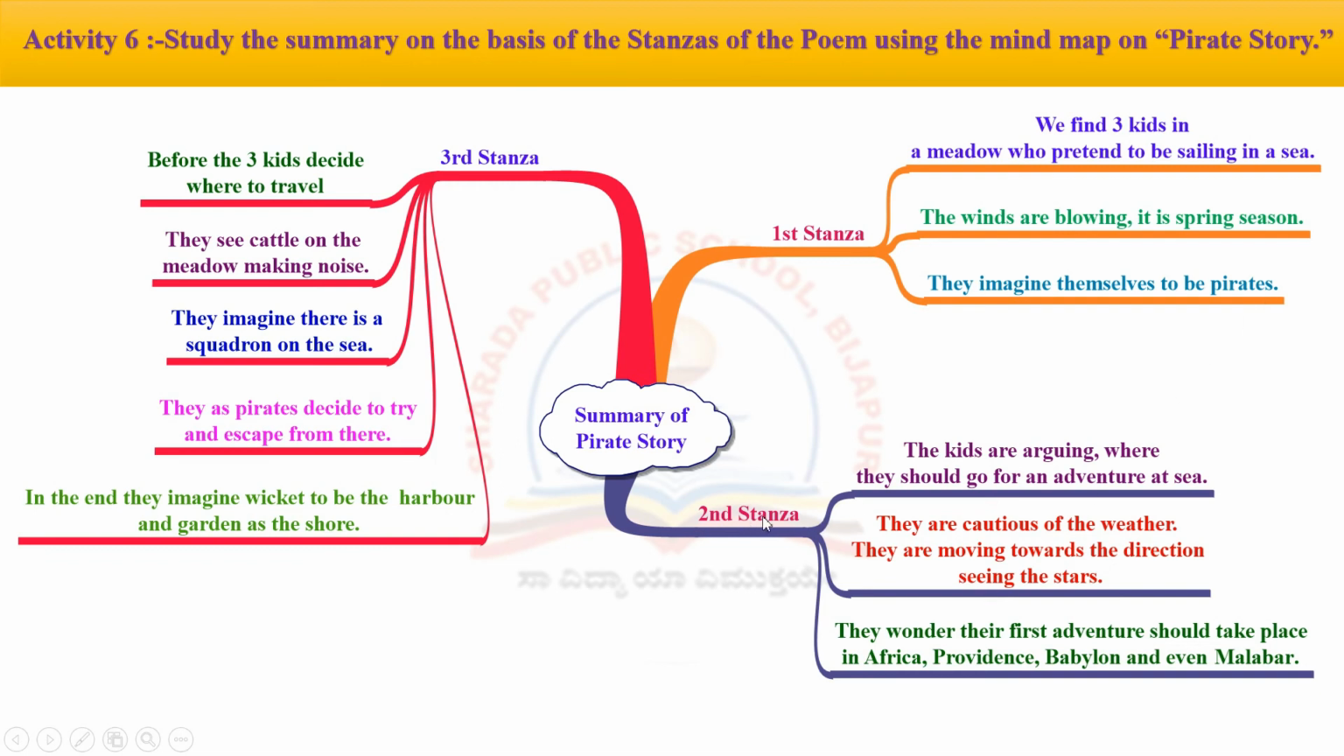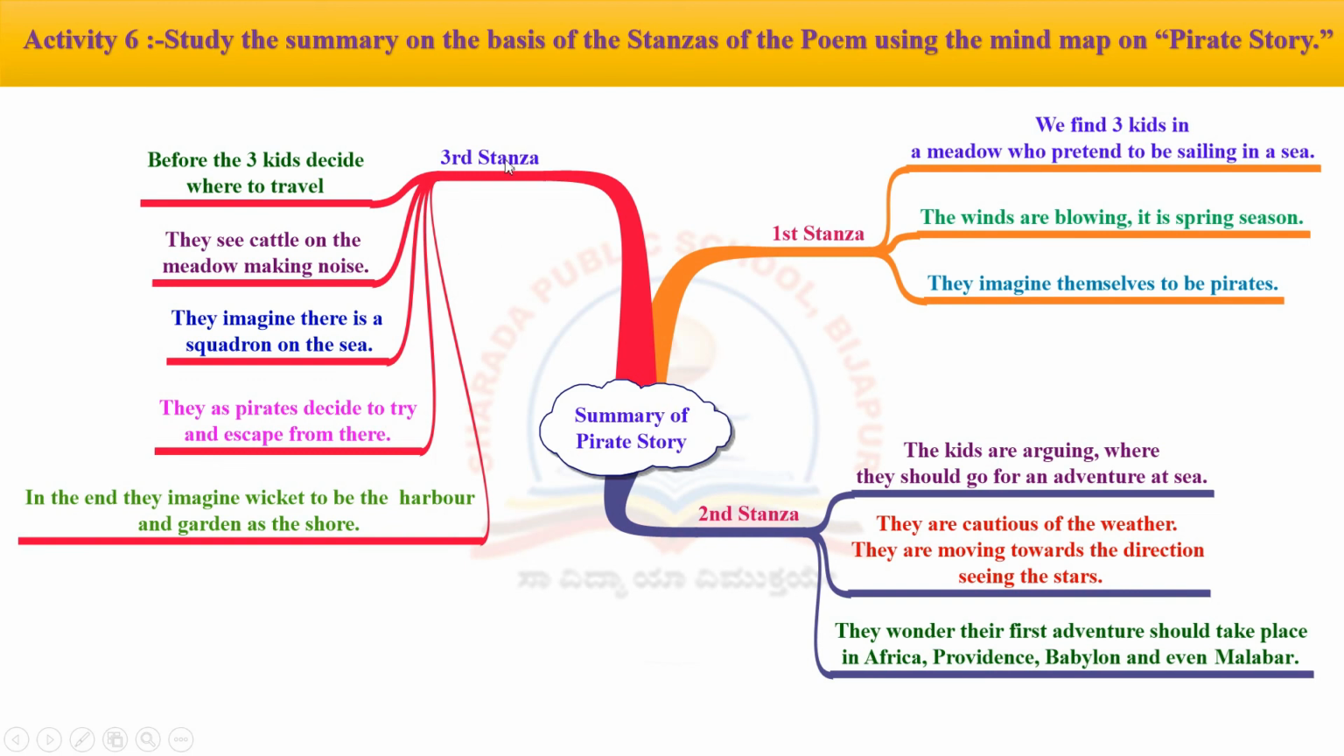Second stanza. The kids are arguing where they should go for an adventure at sea. They are cautious of the weather. They are moving towards the direction, seeing the stars. They wonder whether their first adventure should take place in Africa, Providence, Babylon, or even Malabar.